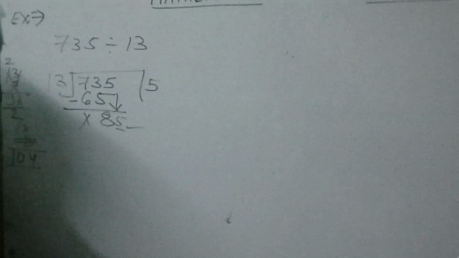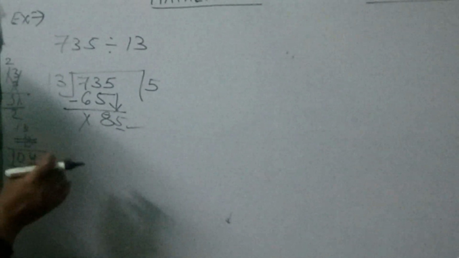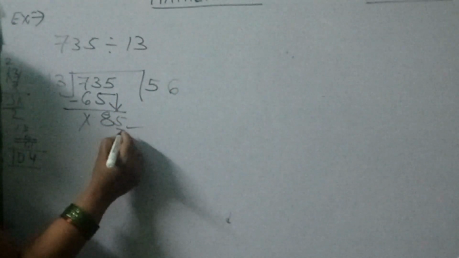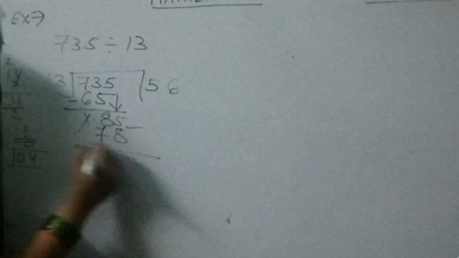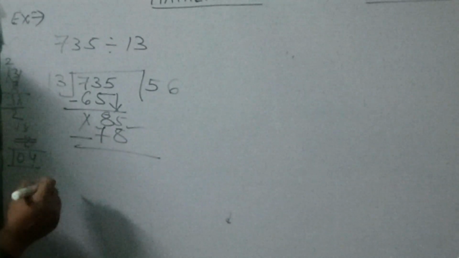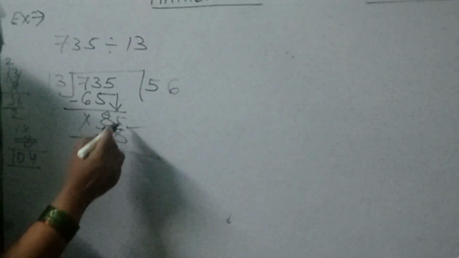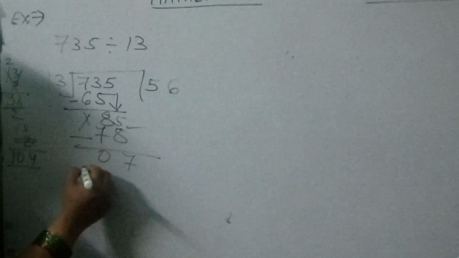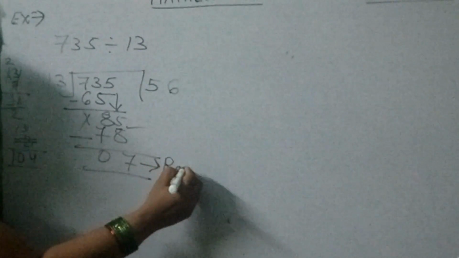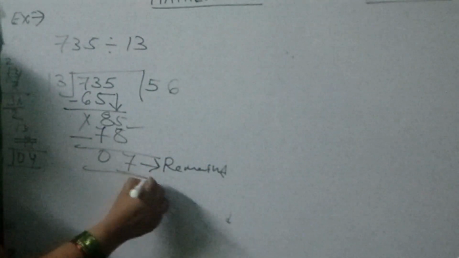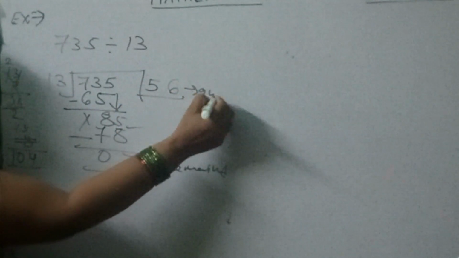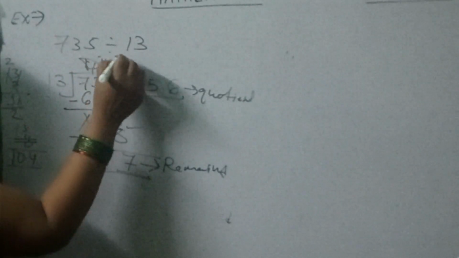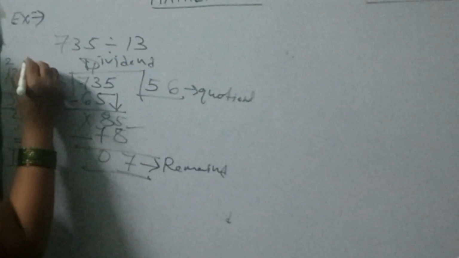So it will not work. So what do we have to do? We have to take the number 6. 13 6s are 78, and put the minus sign here and subtract the number. 15 minus 8 is 7, and 7 minus 7 is 0. So what is the remainder here? This one is the remainder. Remainder is 7, and this one is the quotient. This one is the dividend, and this one is the divisor.